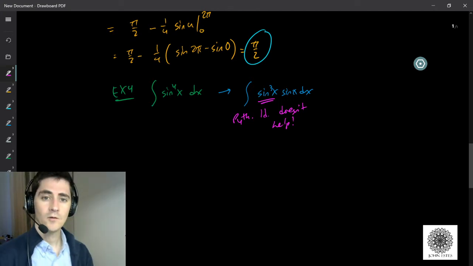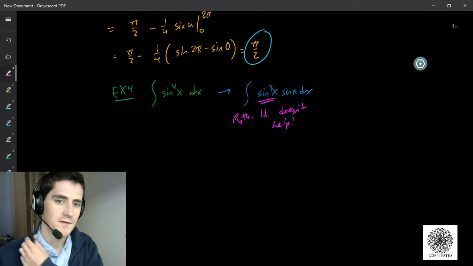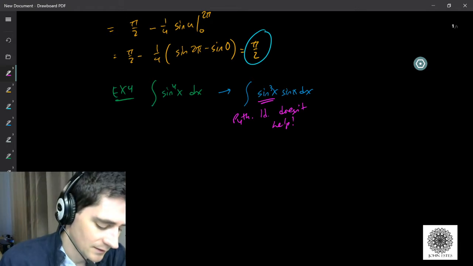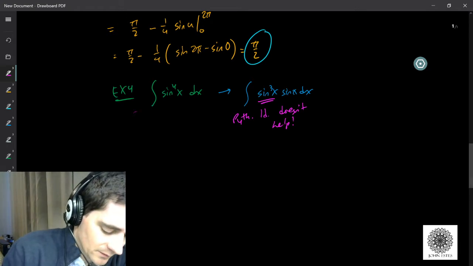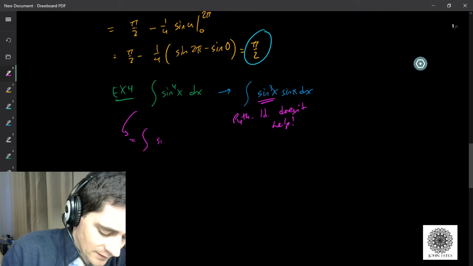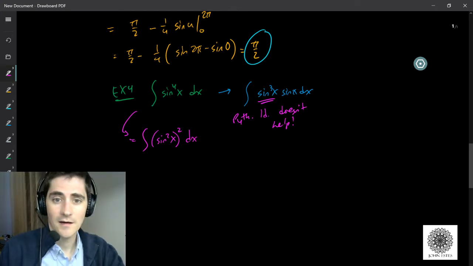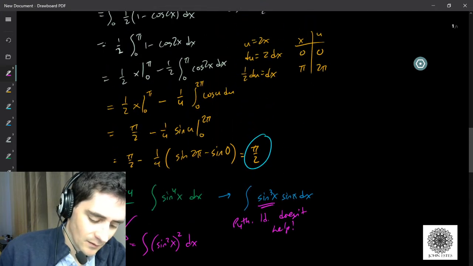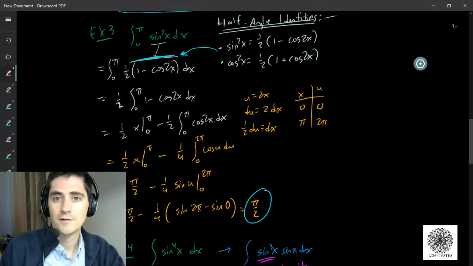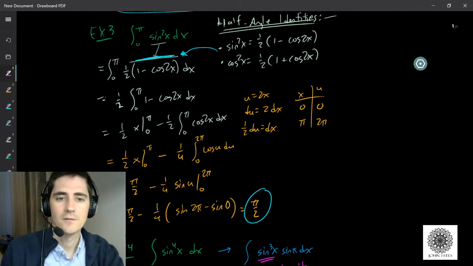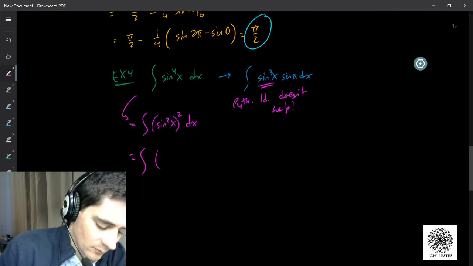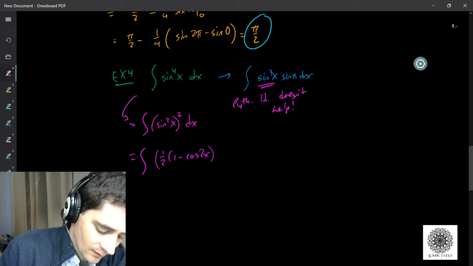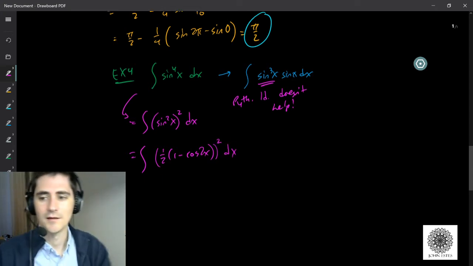So that's when we have only even powers, we're going to have to use this half angle identity idea. Okay, so what we're going to do here is I'm going to rewrite this as sine squared, squared. And now I can use my half angle identity, and I'll end up with 1/2 (1 minus cosine 2x), all that quantity squared dx, like that.